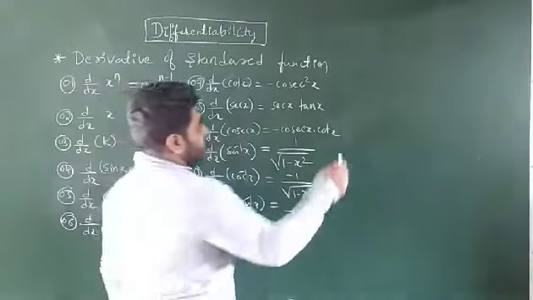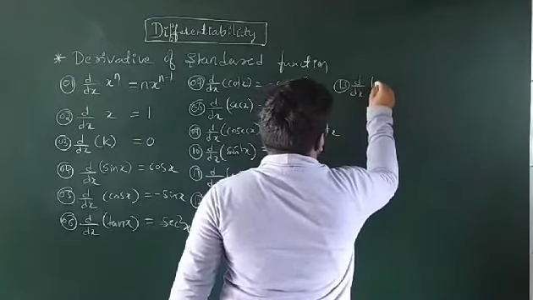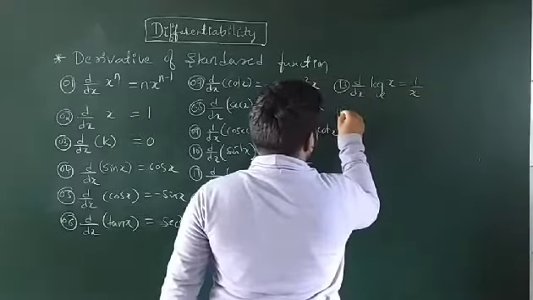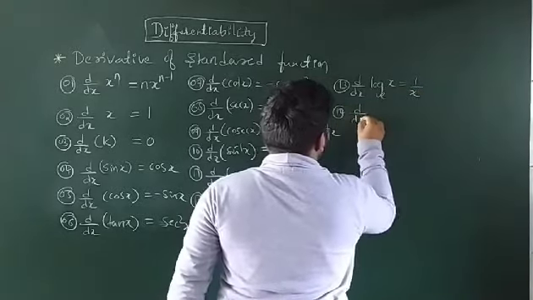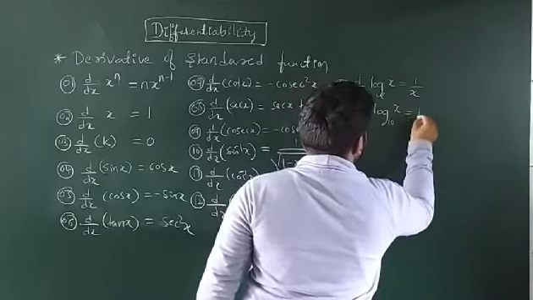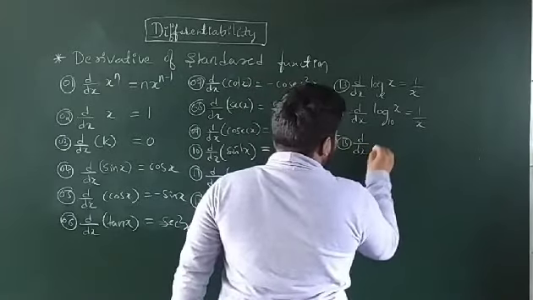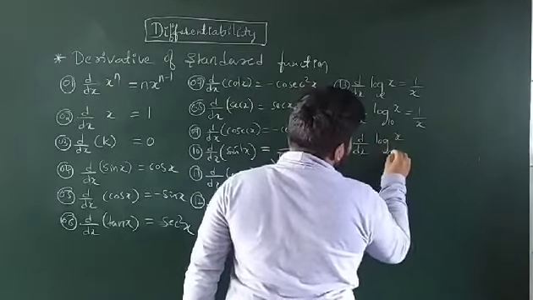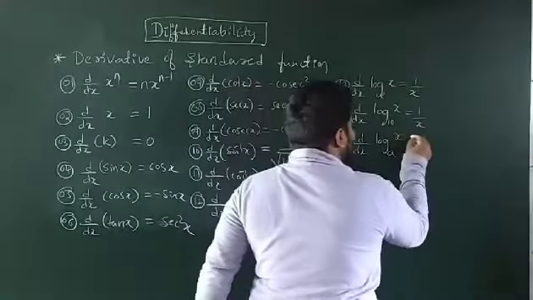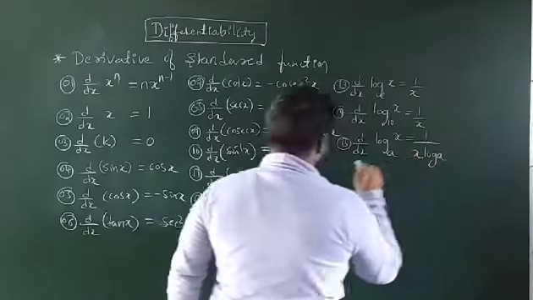Next one, logarithmic. So 13th one, d by dx of log x to the base e is 1 by x. 14th, d by dx of log x to the base 10 is equal to 1 by x. 15th, d by dx of log x to the base a. If the base is other than 10 and e, we get the derivative of this function as 1 divided by x into log a. So these are the formulas.